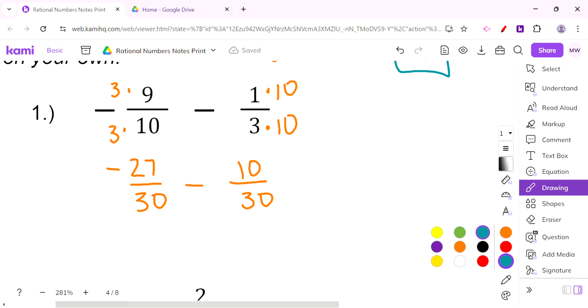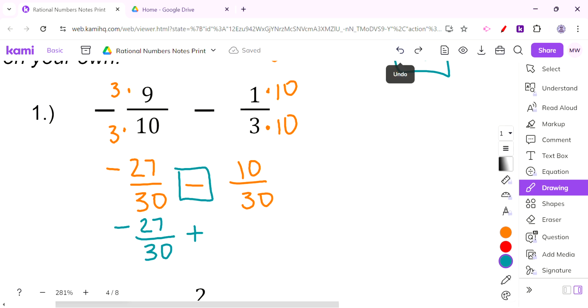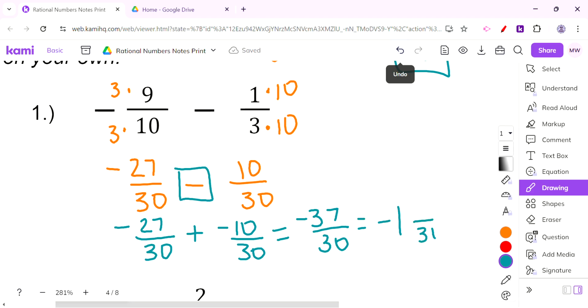Next, we are going to do keep, change, change, or keep, switch, switch. So negative 27 over 30, we are keeping that. This is a minus, so we are turning that into a plus. And this is a positive 10/30ths that we are now going to turn into negative 10/30ths. Okay, negative 27 plus negative 10 gets us negative 37 over 30, which 30 goes into 37 one whole time with 7 leftovers.